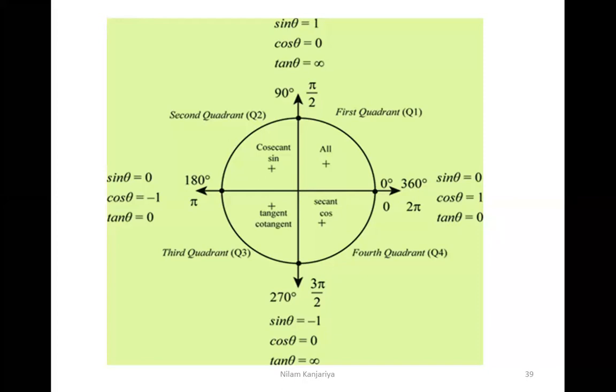First, second, third, fourth quadrant. In the first quadrant, all trigonometric functions are positive. In the second quadrant, cosec and sine are positive. Third quadrant, tan and cot positive. And fourth quadrant, sec and cos positive.